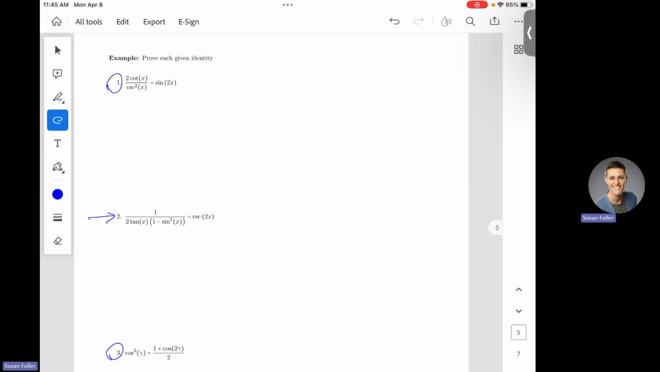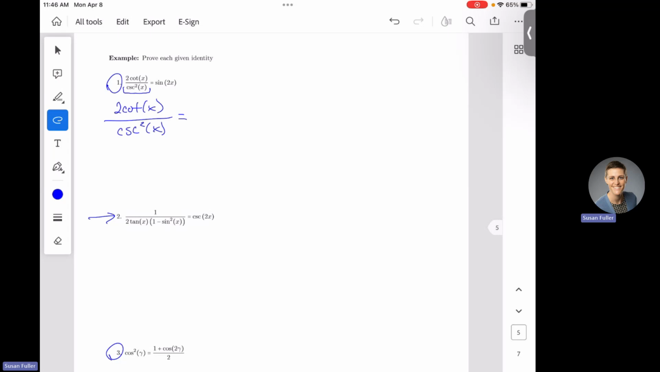Okay. So we are proving this first identity: 2 times the cotangent of x divided by the cosecant squared of x. All of that should simplify down to the sine of 2x. So we're proving an identity here, so we're going to pick one side and one side only. I think the left side looks scarier, so I'm going to pick that one. I'm going to rewrite it to say this is where I'm starting from, so that we get a nice clear connection between one side and the other. So here is where I'm starting, and we're just going to try to connect some things.